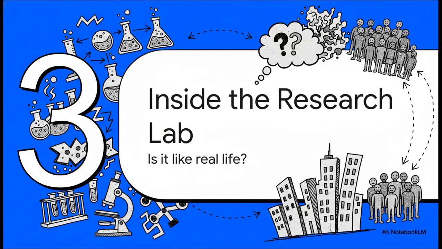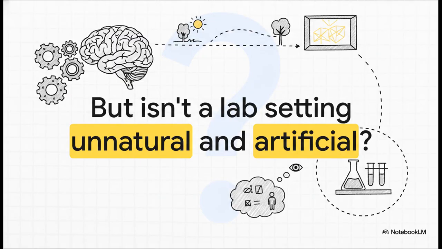All right, let's talk about where a lot of this research actually happens. The lab. And look, this is where a lot of people get a little skeptical. They wonder if these super controlled, kind of sterile environments can really tell us anything about the messy, unpredictable real world. And that's a totally fair question. I mean, a lab is by its very nature an artificial place. So how can we possibly trust what we learn there?